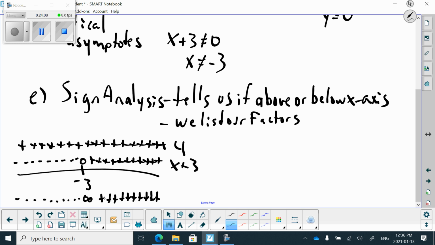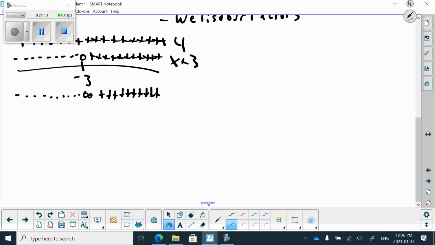And now we graph it. So, on paper or somewhere, just draw a graph.